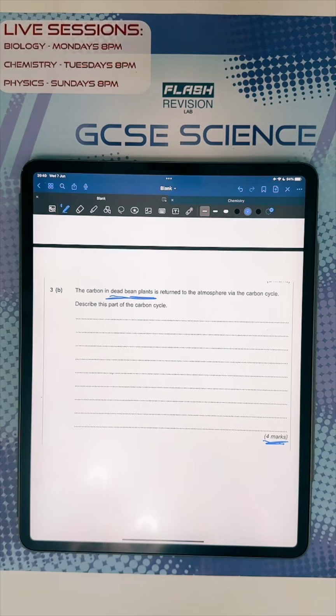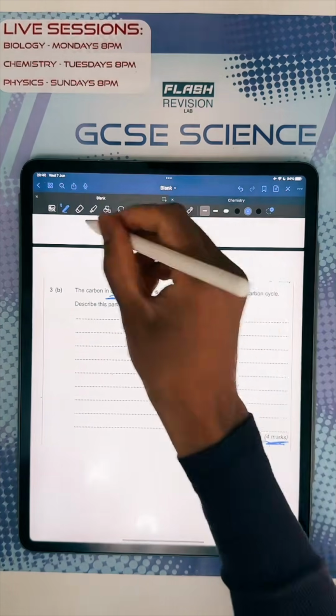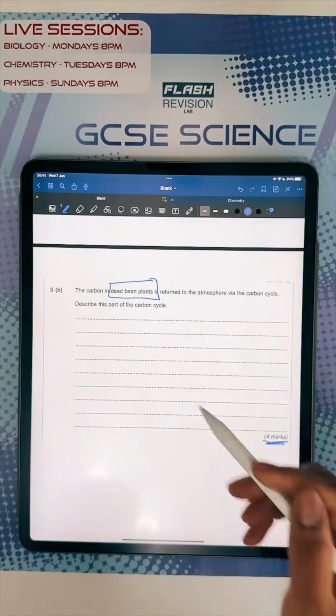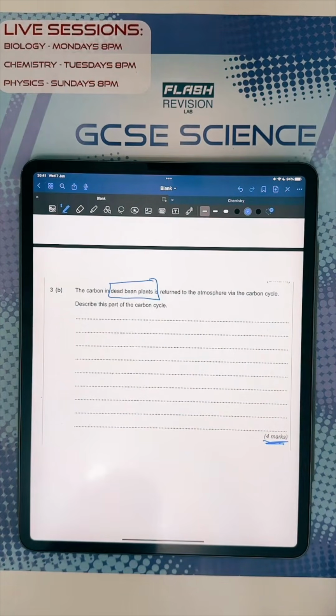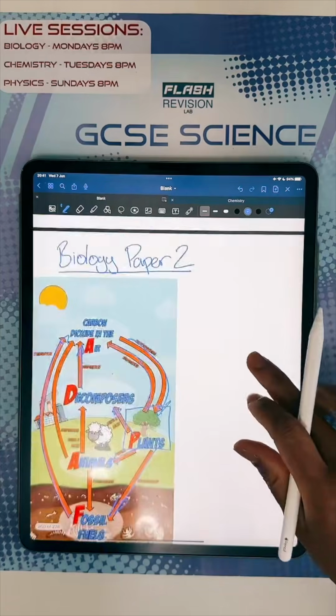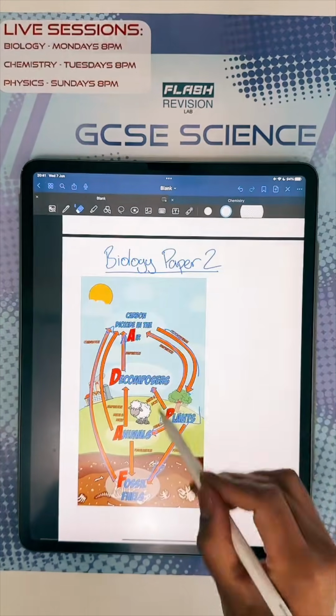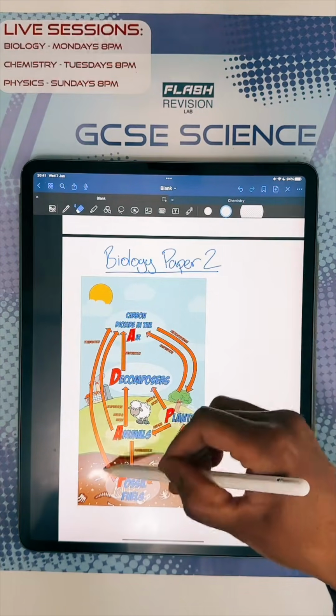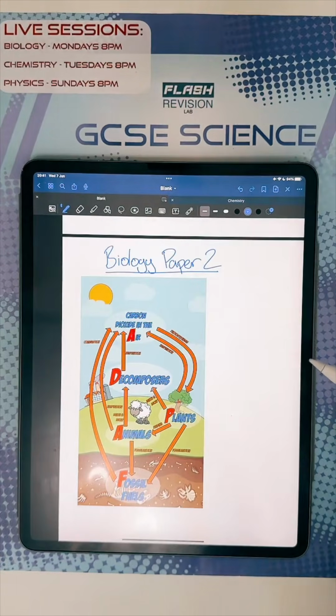So it's literally asking for the 4 arrows coming out of plants. But it's only asking about dead plants, so we don't mention all the arrows. You can't talk about photosynthesis here because dead plants don't photosynthesize. They don't respire either. So what can we talk about here then? Decomposers, yeah, it's all to do with decomposers.